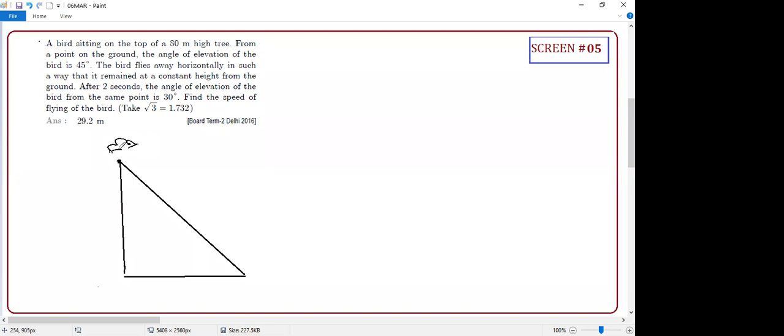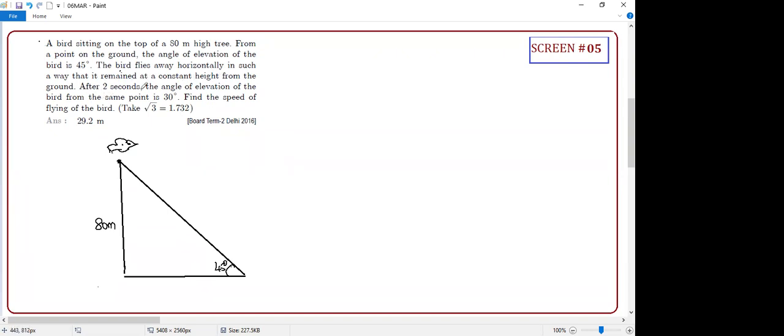It's like a bird, right, student? Okay, visualize. You are looking at this at 45 degrees. It flies away horizontally, in such a way that it remains at a constant height from the ground. The tree is 80 meters high.